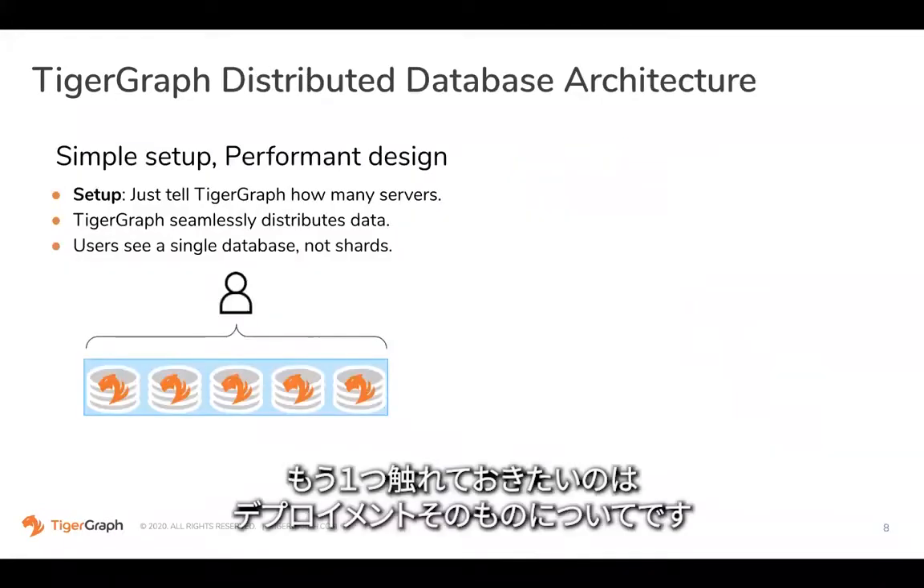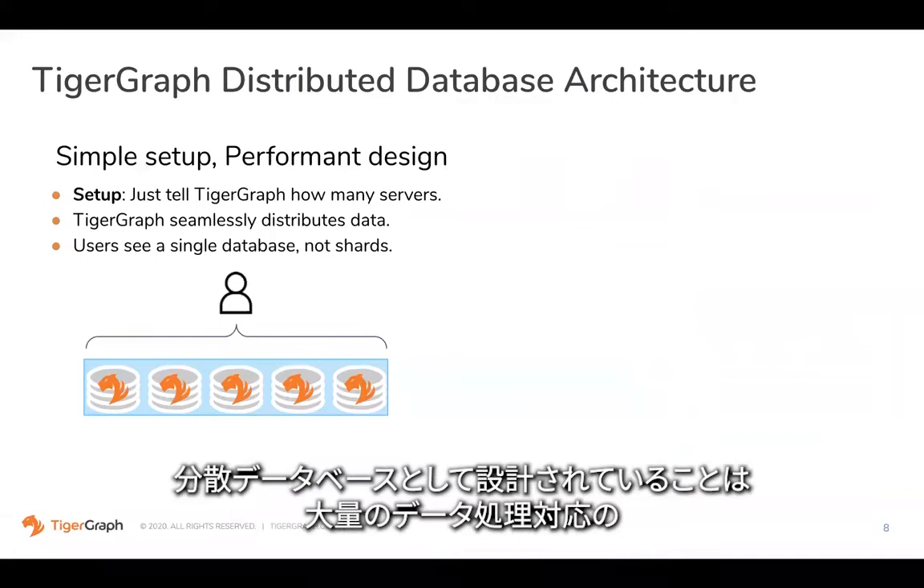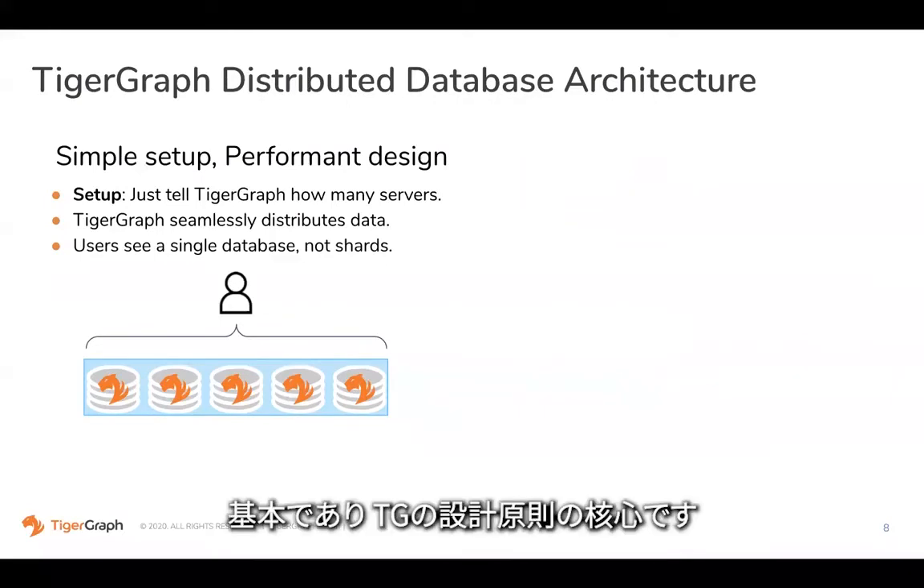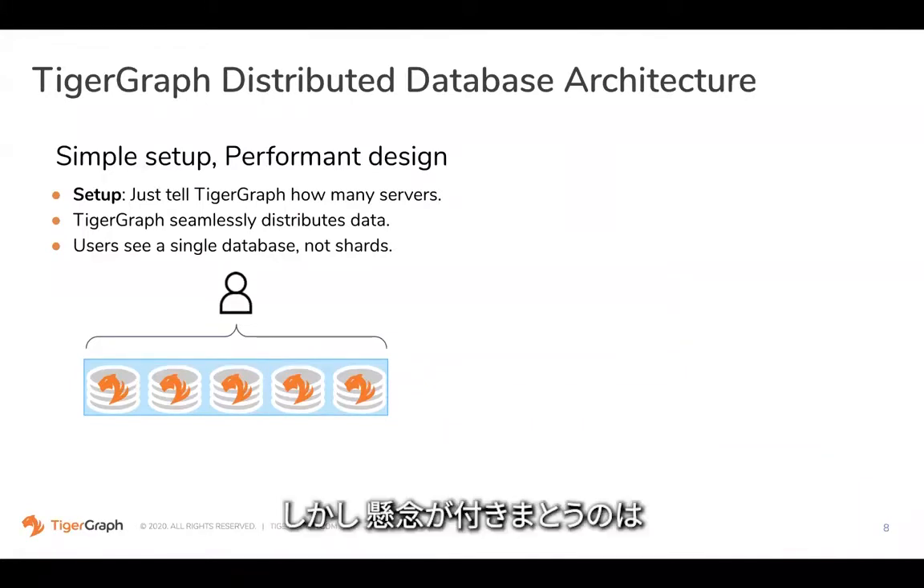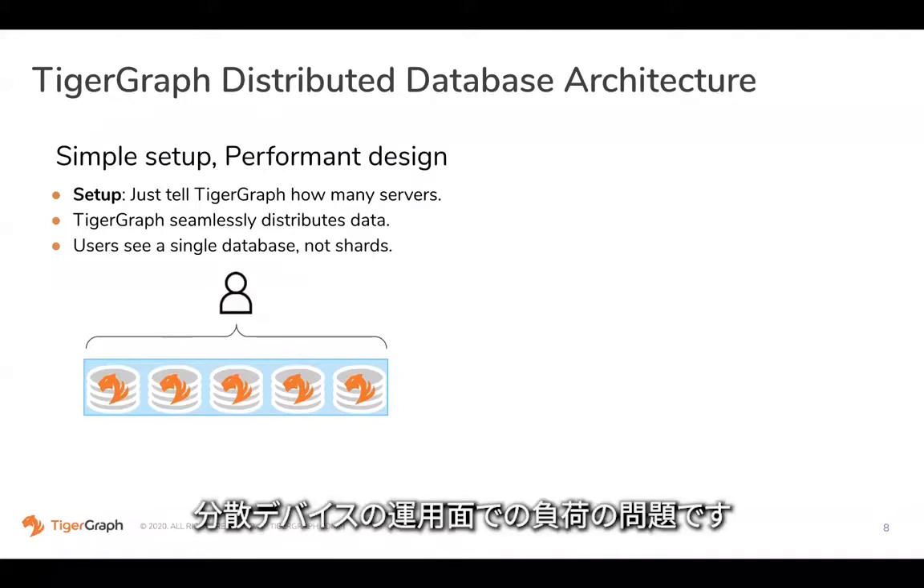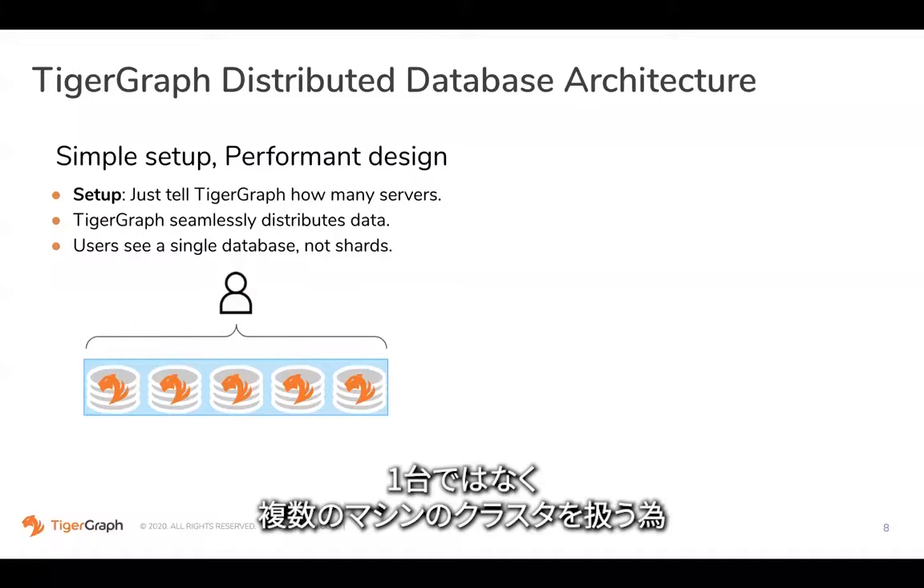So one more aspect I wanted to touch on is the deployment itself. Distributed databases by design are obviously fundamental to handling large loads of data. It is a core design principle for TigerGraph, and it's very beneficial, as you can see in the previous slide that I talked about. But there is always that concern that with distributed databases, there is an operational overhead, because we're dealing with a cluster of machines as opposed to a single machine.